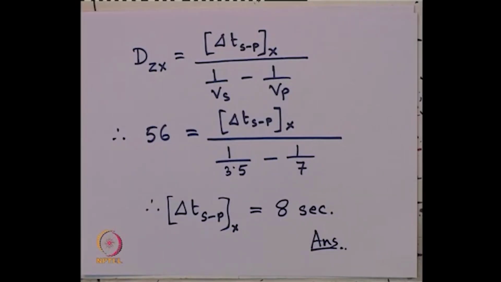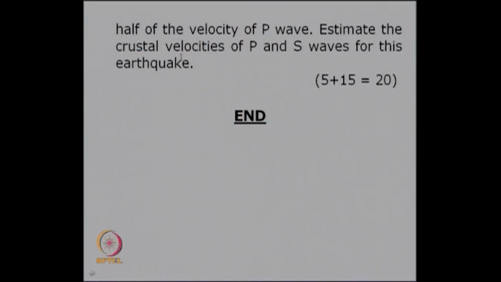So, let us look here. We have estimated the crustal velocities of P and S wave of this earthquake, and also the time interval between the S and P wave at station X. So, with this we have come to the end of this quiz. By answering this, the total 100 marks can be completed in 1 hour.